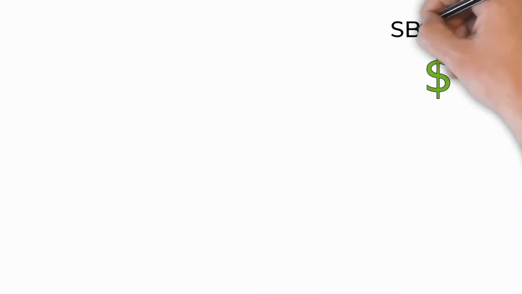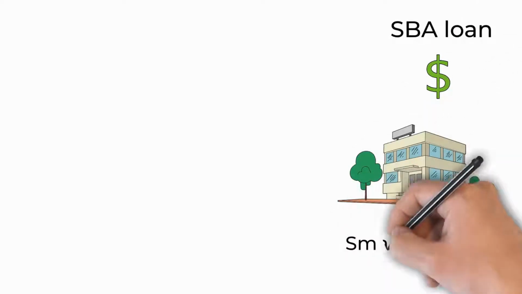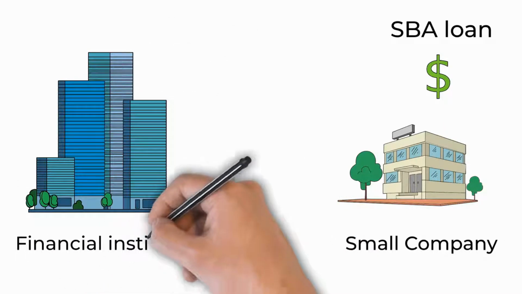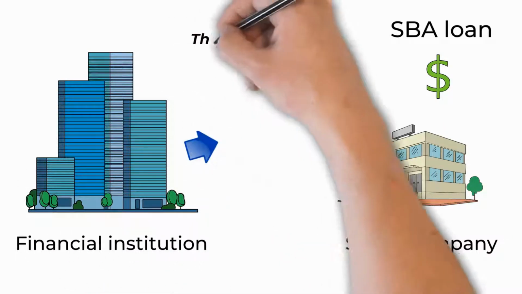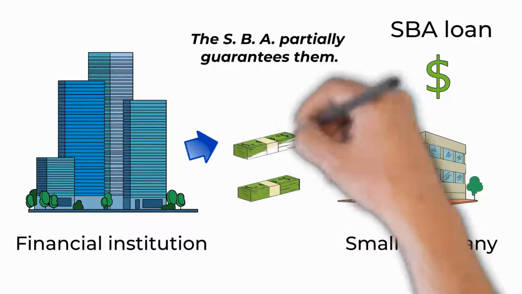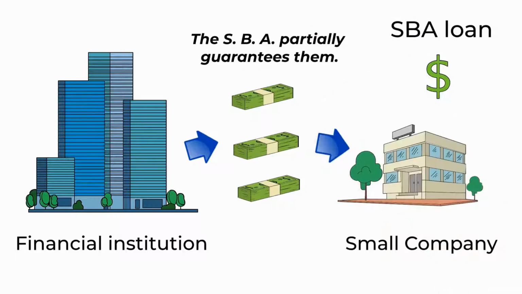The first type of loan is an SBA loan. Now you've probably heard of these, and if you're a small company and you're eligible, you can certainly try to get one. They're sometimes easier to get than other traditional loans because the SBA partially guarantees them, so banks are more willing to make them. So Wells Fargo, Bank of America, institutions like that would make these sort of loans.